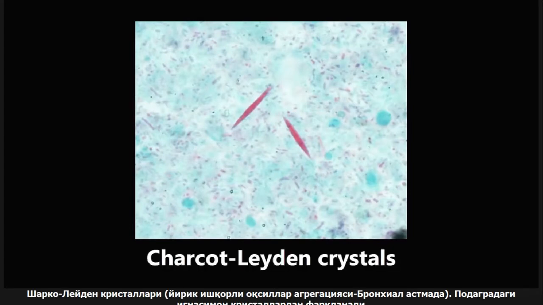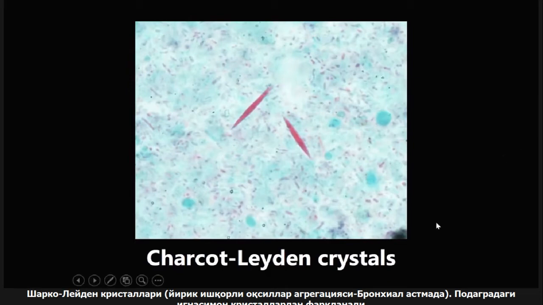This next one is an example of Charcot-Leyden crystals. These are crystalline aggregates of major basic protein, and it's very important to know that these are aggregates of major basic protein, which comes from eosinophils, and this is seen in bronchial asthma.